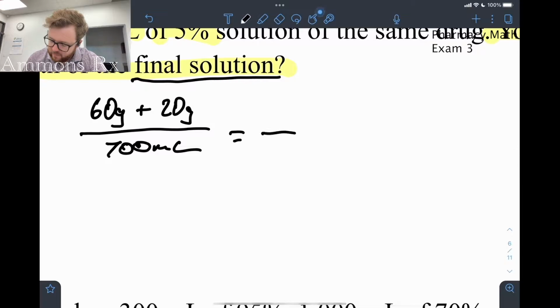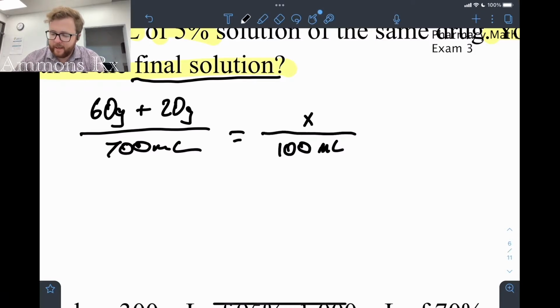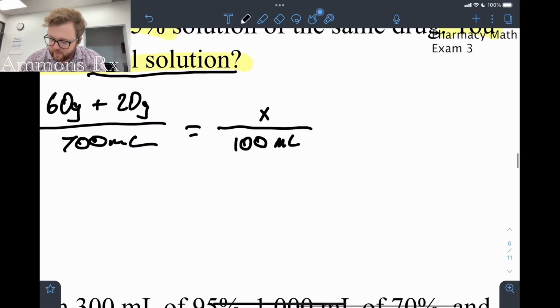Well, actually, I'm going to set it up properly. Okay, so that'll be 80 times 100 divided by 700, which is 11.43%.